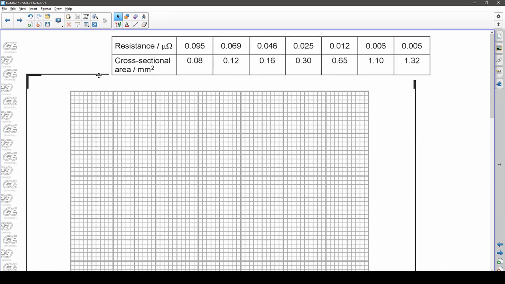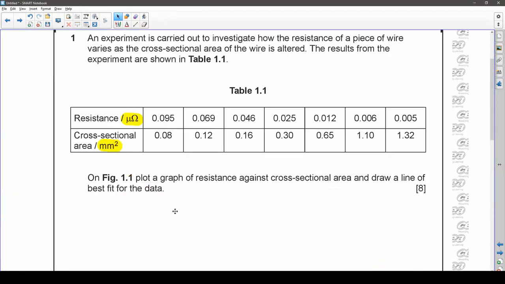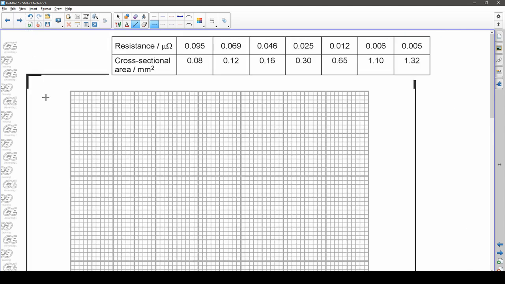Right, so 8 marks for a graph, where are they coming from? First thing to do is to work out what my scaling is going to be. Now I've been asked to plot resistance against cross-sectional area. So when you're asked for something against something else, it's always y against x. So we should know now that resistance has to be on my y-axis against cross-sectional area, which is going to be on my x-axis. There's always certainly a mark for that. So let's go and pop that on.